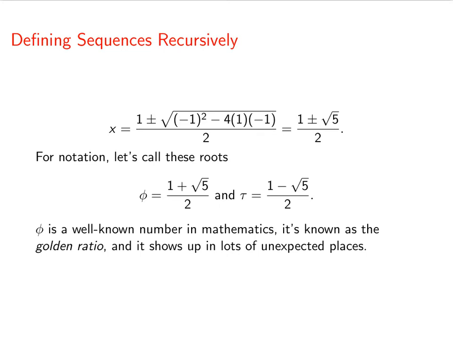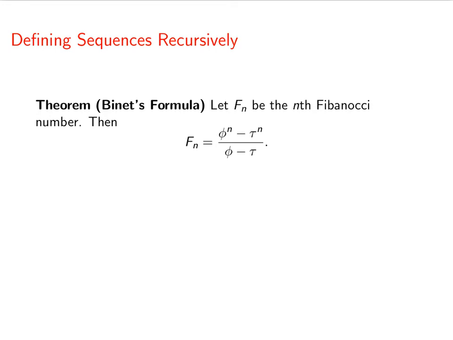Now phi is a very well-known number in mathematics. It's known as the golden ratio. It shows up in lots of unexpected places, things you wouldn't expect the golden ratio to show up in. All right, now we're ready to state Binet's formula. So first I'm going to give you the formula, then we're going to prove a lemma, and then we're going to prove Binet's formula. So Binet's formula says that if f sub n is the nth Fibonacci number, then f sub n is phi to the n minus tau to the n all over phi minus tau. That's it, a really nice formula.